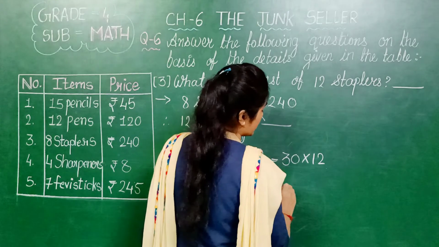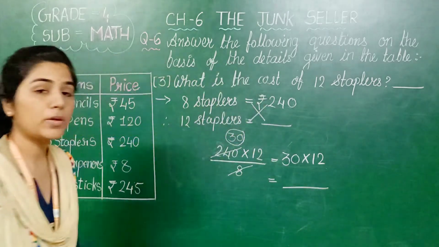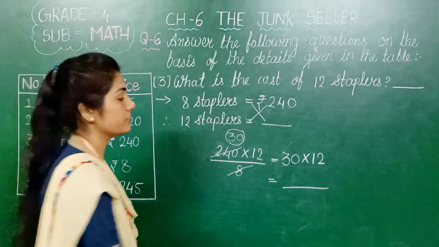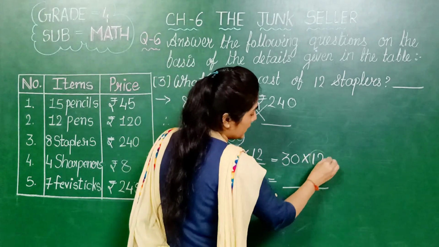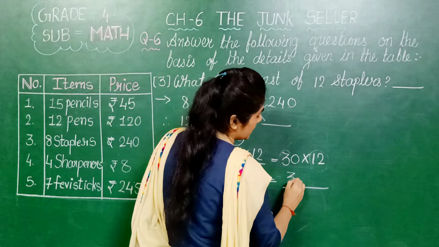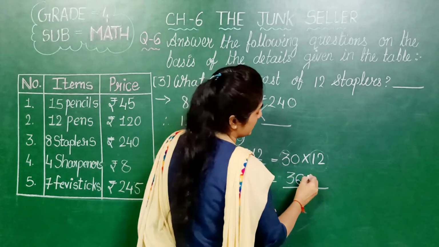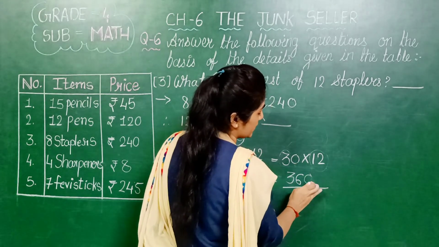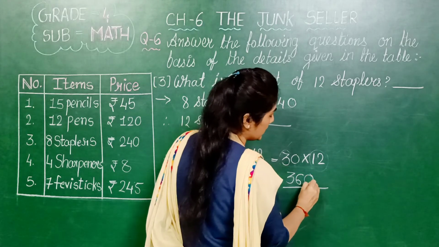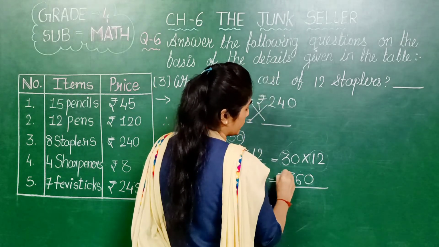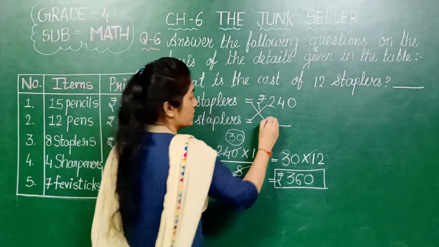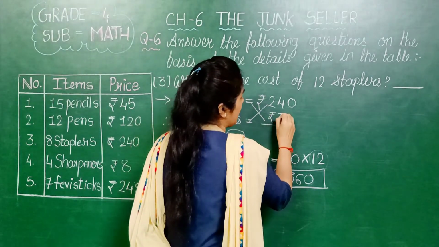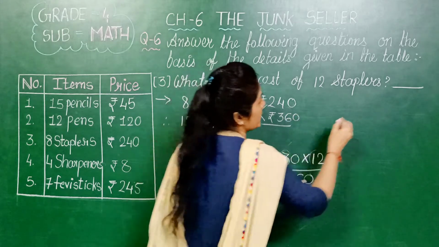See, this multiplication is very easy. Why? Because 8 is in the table of 12. So as I have taught you previously, 12 3s are 36, and add this 0 at the back of the 6. So in the short way you have to do the multiplication. So rupees 360 we have got as the answer. So what is the cost of 12 staplers? Rupees 360.